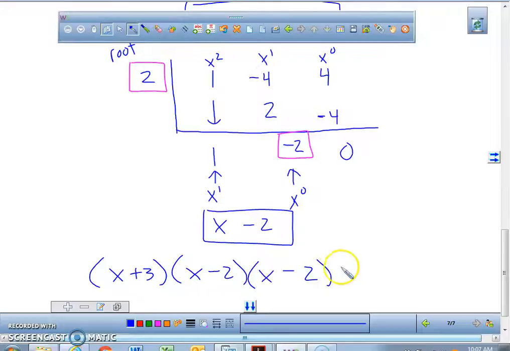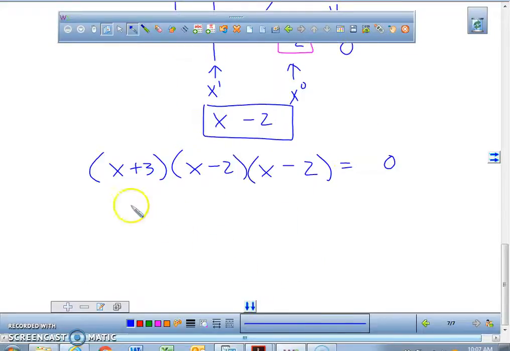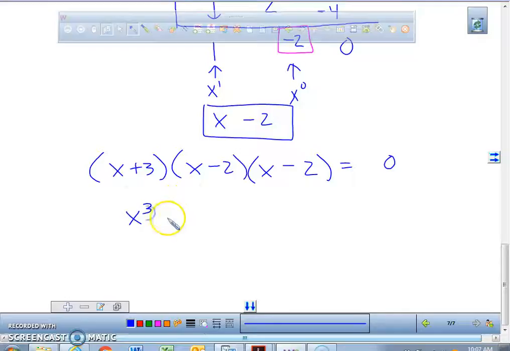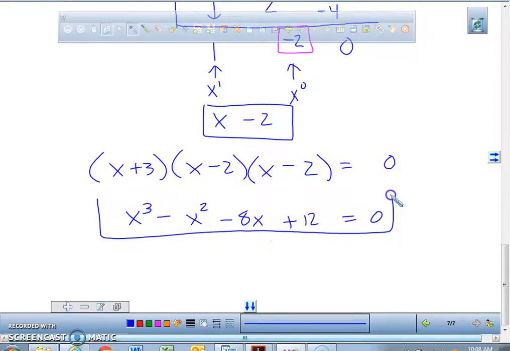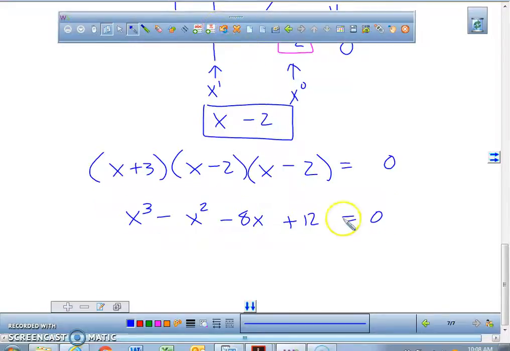I'm going to explain something right here. This times this times this, if I set it equal to 0, equals our original polynomial function of x cubed minus x squared minus 8x plus 12 equals 0. If we multiplied all those together, you would get back to this original polynomial function.